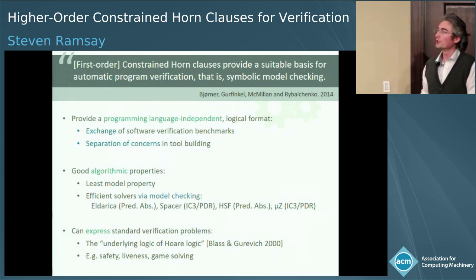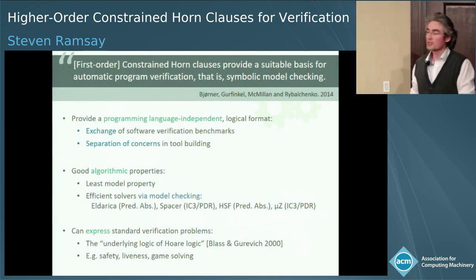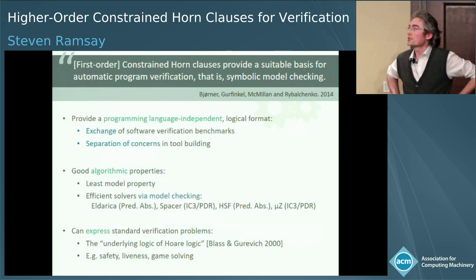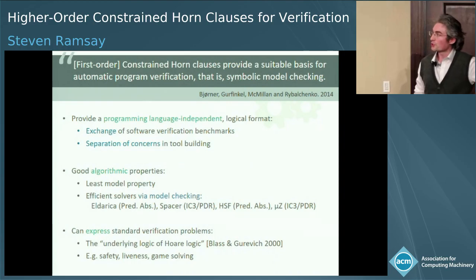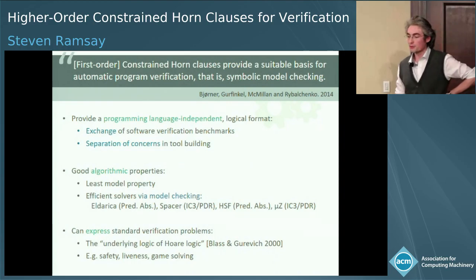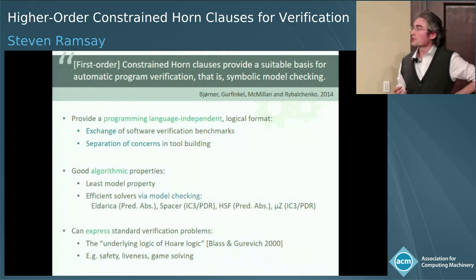Another good property that they have is that much of the technology that's been developed for efficient symbolic model checking carries over to constrained horn clause solving. Technologies like predicate abstraction, PDR, IC3, and lazy annotation. As a result, there are already many very efficient solvers for first-order constrained horn clauses.